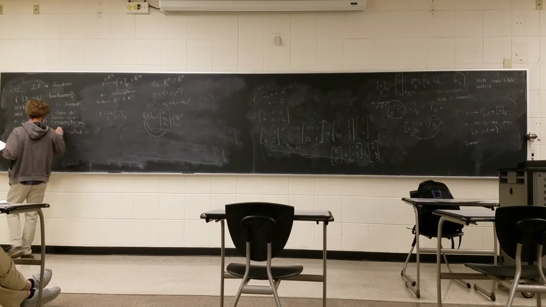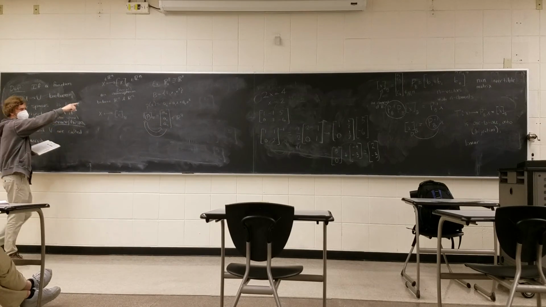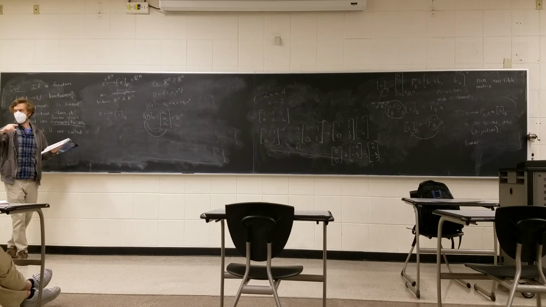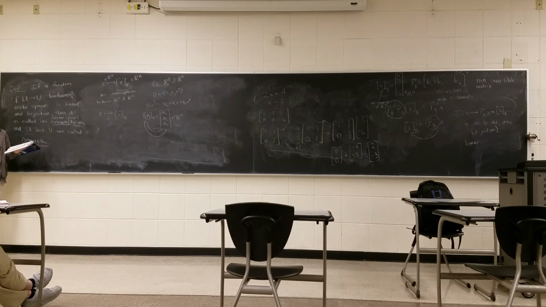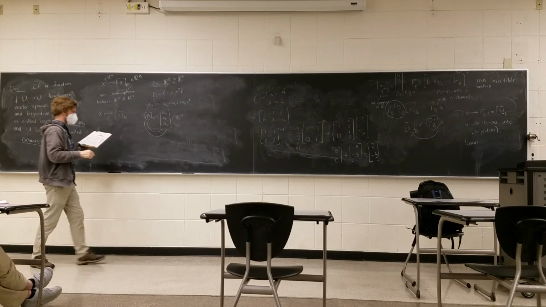The power of an isomorphism is that we can go from a space like P2, we can transform all of the questions that we have about P2 into questions about R3. And in R3, we have the advantage of being able to write these things as matrices and do the row reduction algorithm. So here's an example of doing that.